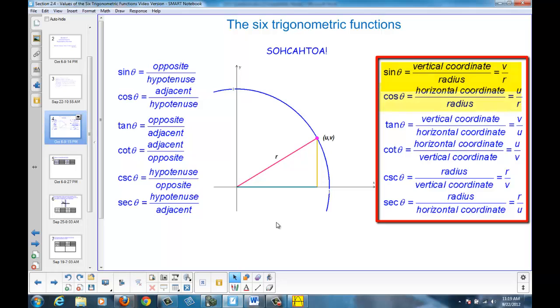The cosine would be the horizontal coordinate u over the radius, u over r, and the tangent would be the vertical coordinate over the horizontal coordinate, v over u. Our cotangent would be the reciprocal of the tangent, u over v. The cosecant, the reciprocal of the sine, so r over v, and secant the reciprocal of the cosine, r over u.